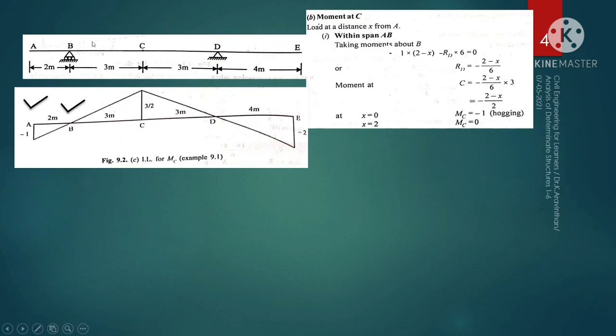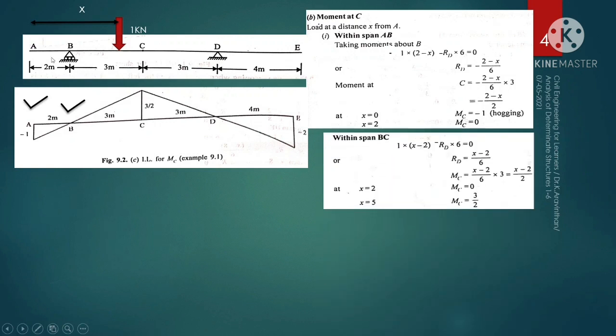Next, we have to move to B and C. What to do? The same thing. If you need the influence line between these two points, place a unit load, that is 1 kilonewton. This is a simple concept. Whatever the requirement is, you have to place the load here. You have to place your bus or car, any load, in between this member and find the quantities within span B and C.